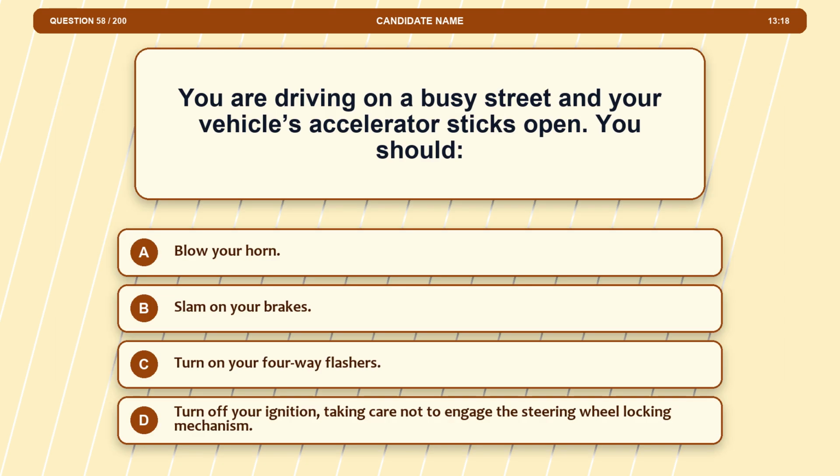Question 58. You are driving on a busy street and your vehicle's accelerator sticks open. You should: Option A, blow your horn. Option B, slam on your brakes. Option C, turn on your four-way flashers. Option D, turn off your ignition, taking care not to engage the steering wheel locking mechanism.